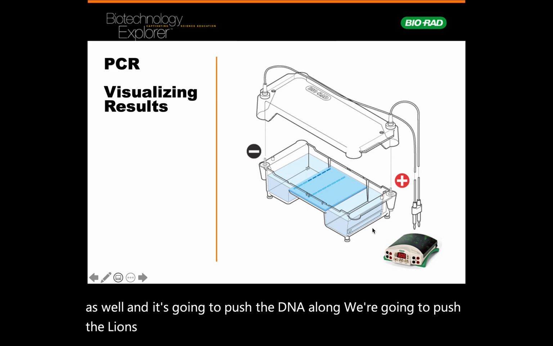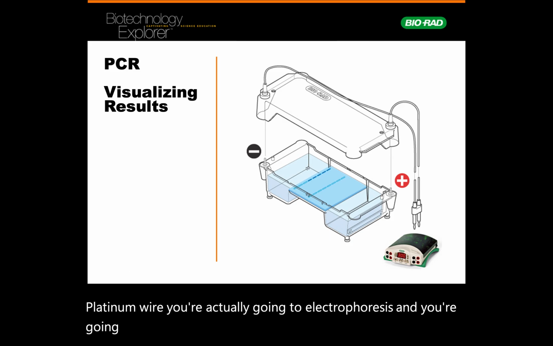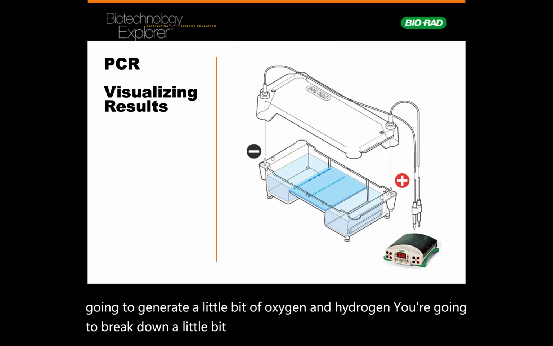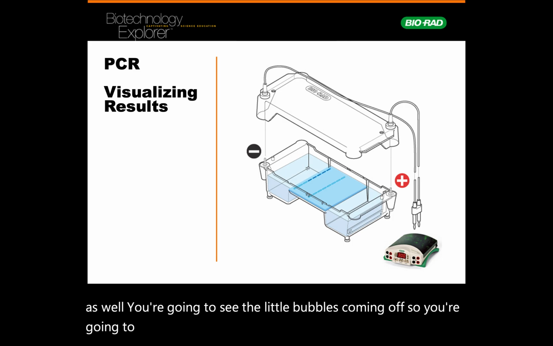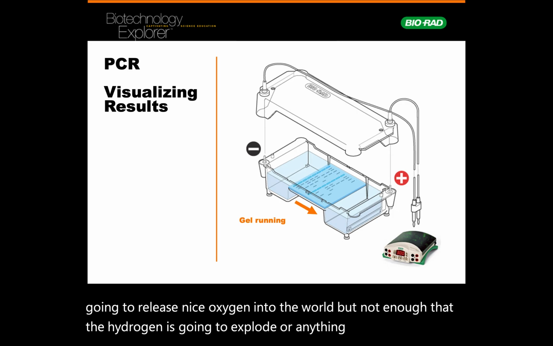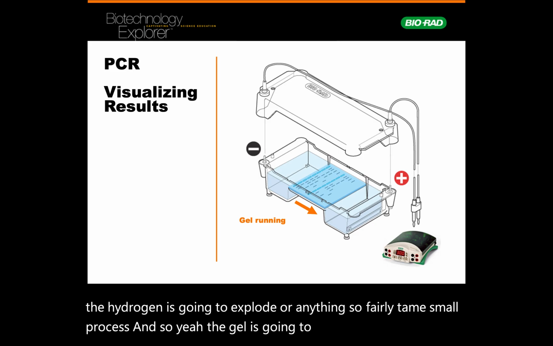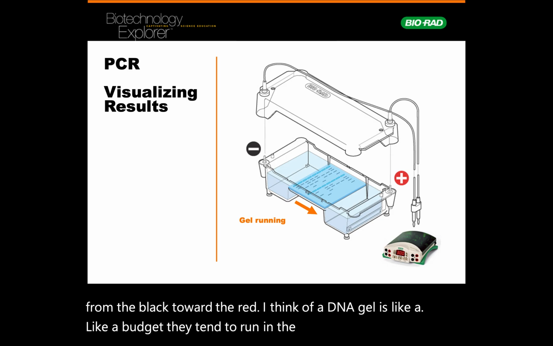And at the platinum wire, you're actually going to do electrolysis, and you're going to generate a little bit of oxygen and hydrogen. You're going to break down a little bit of that H2O, and that's going to be fine as well. You're going to see little bubbles coming off. So you're going to release nice oxygen into the world, but not enough that the hydrogen is going to explode or anything. It's a fairly tame, small process. The gel is going to run from the black toward the red. I think of a DNA gel as like a budget. They tend to run toward the red. So there you go.